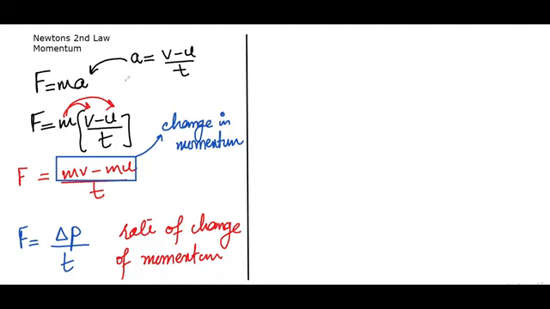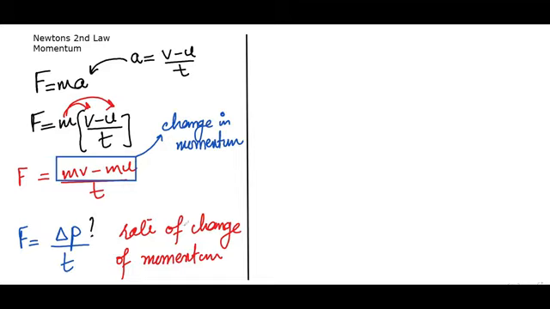Then what is F equals ma? What is this equation? This is actually a special case of this same formula. What's special about this case is that the mass of the system does not change. So the formula is the same, the rate of change of momentum, but the mass will not be changed.